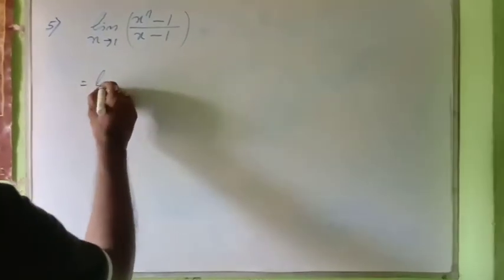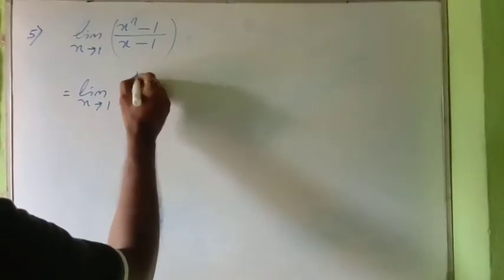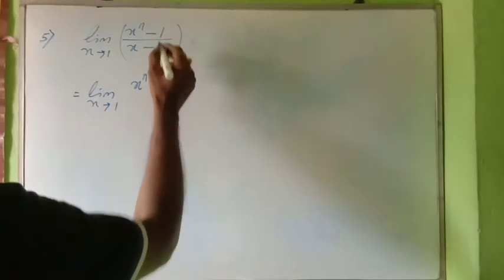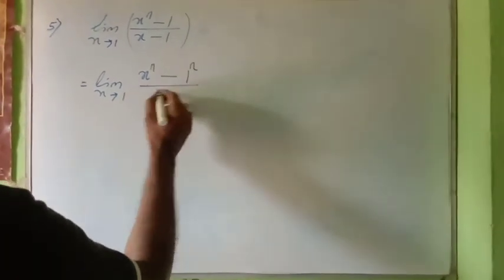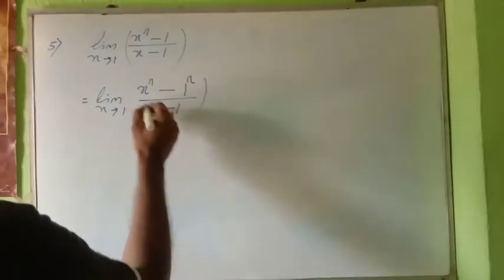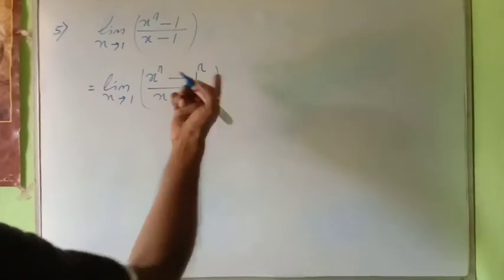Limit x tends to 1 of x to the power n. I can write 1 to the power n here, because 1 to the n means 1, then divided by x minus 1. Why am I writing 1 to the power n? Because 1 is multiplied n times. The answer will be 1, no doubt.